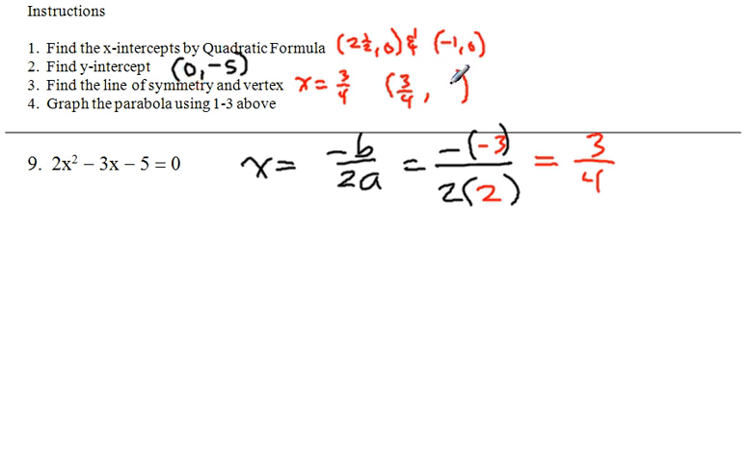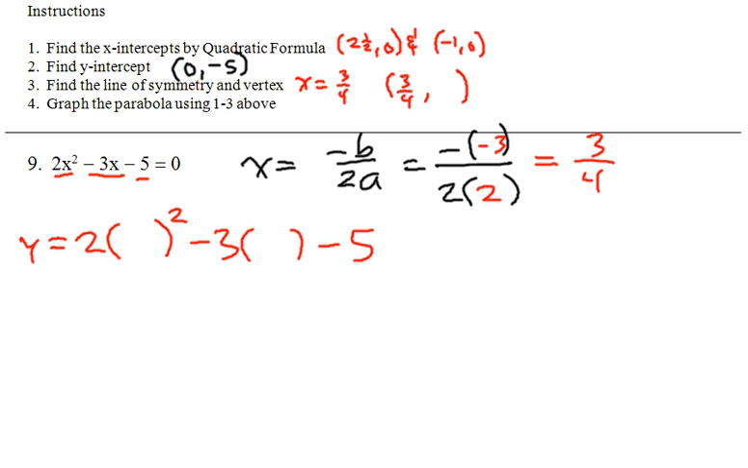And to find out that y value, we're going to plug in the x value. So we've got y equals 2 times an x value squared from here, minus 3 times an x value from here, and then finally -5.